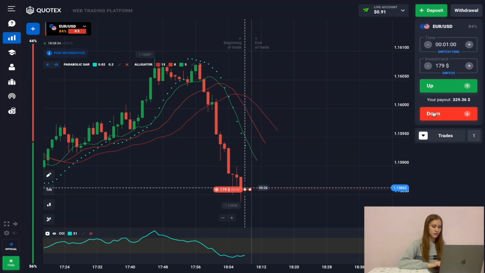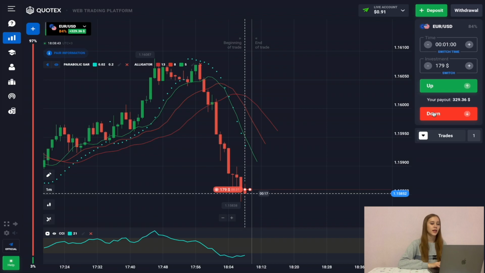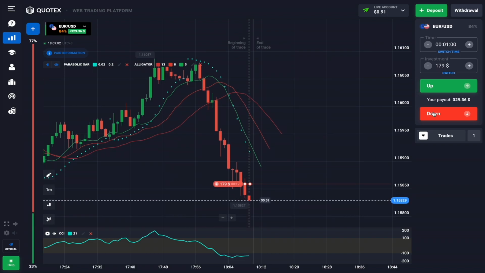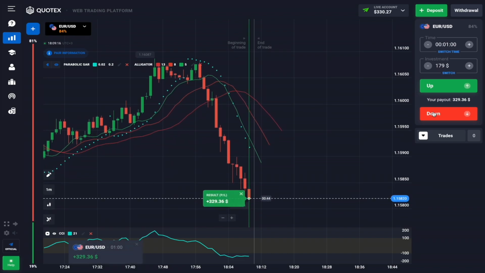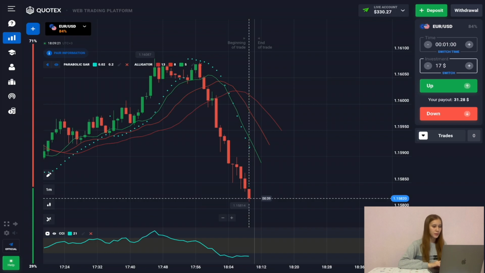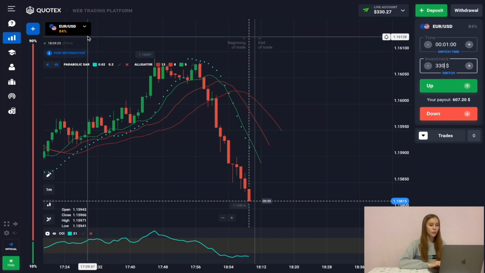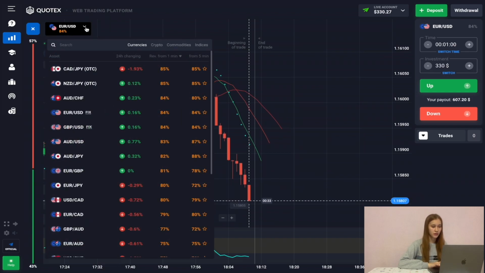and for our price to reach our support line and push off, after which it's most likely to go up. So let's wait for the completion of our deal. So we have successfully closed our trade. We open a new currency pair.